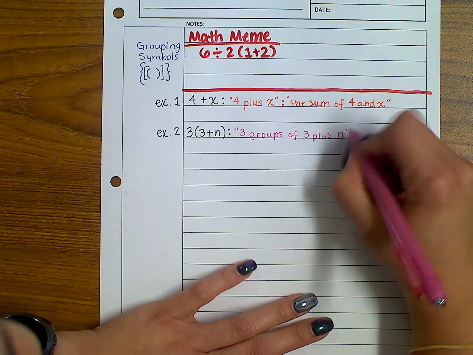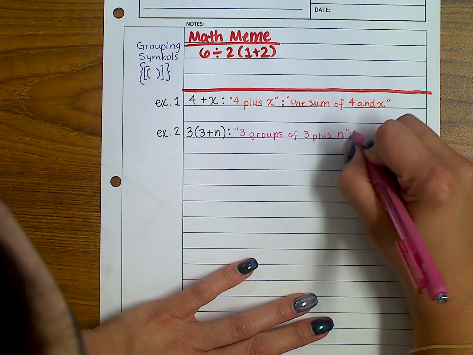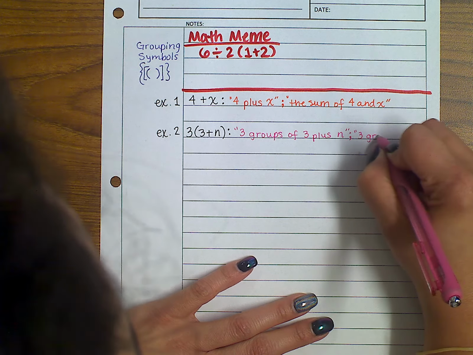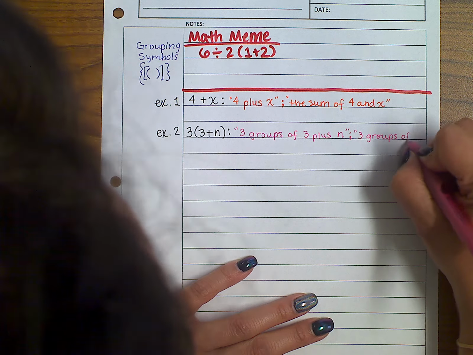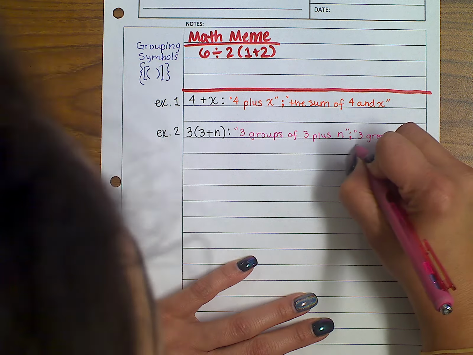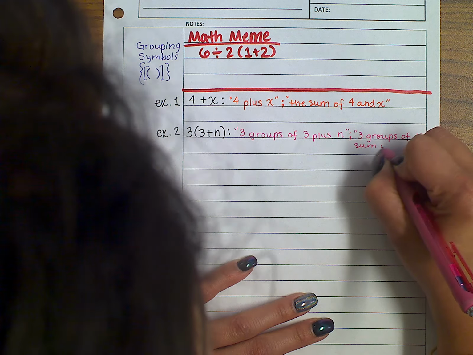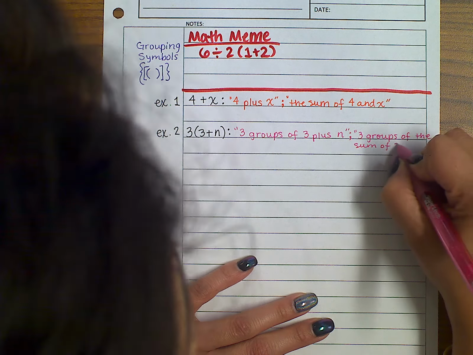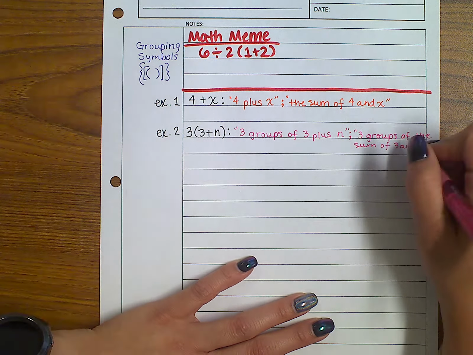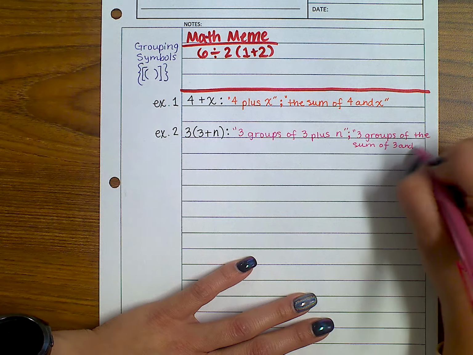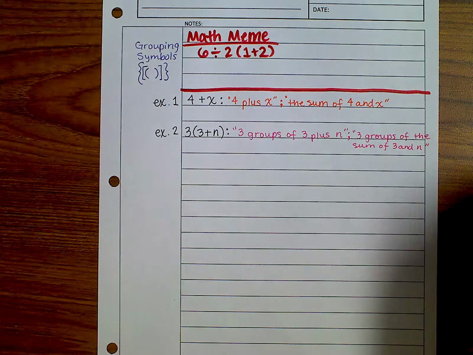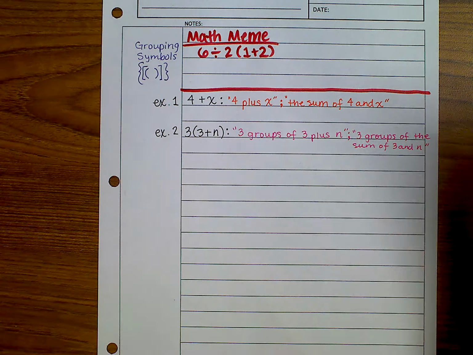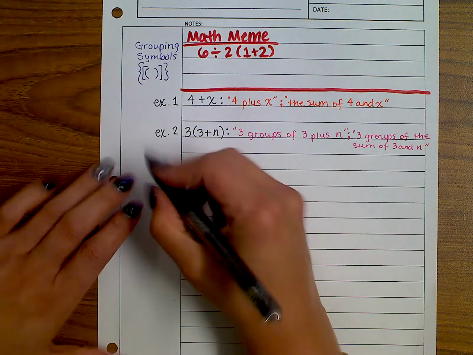You also told me it could have been 3 groups of the sum of 3, oops, sorry, I'm really up in there, and n. Both of these will suffice. So let's continue. Example 3.